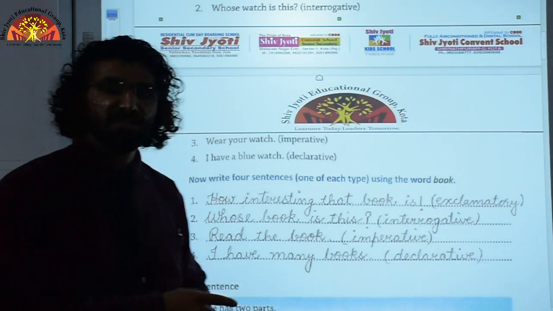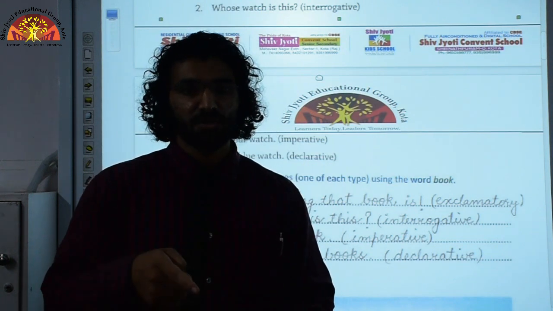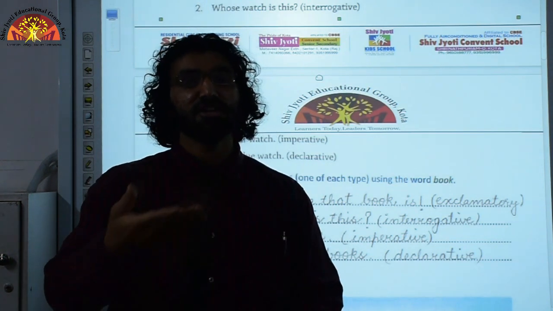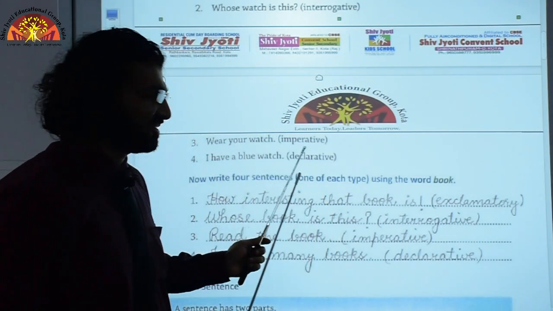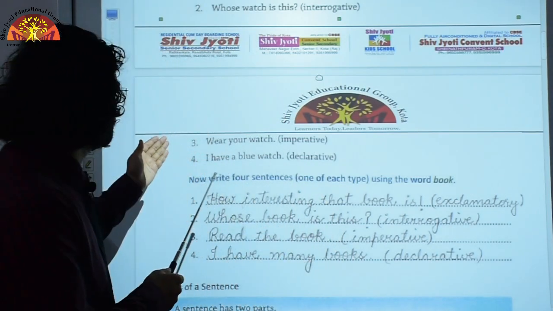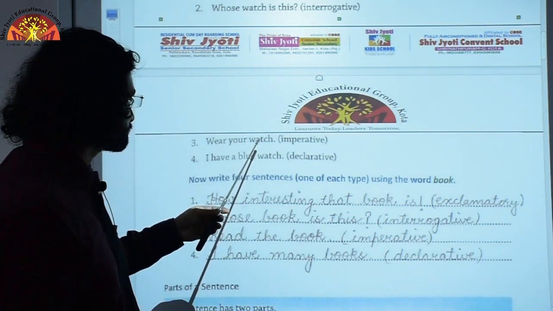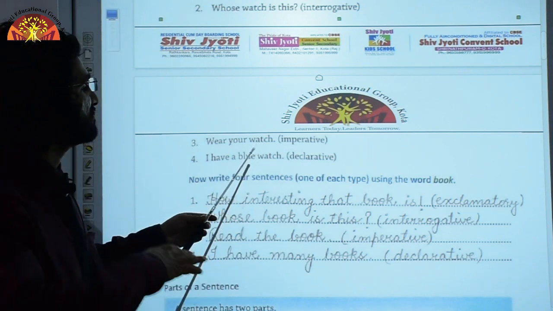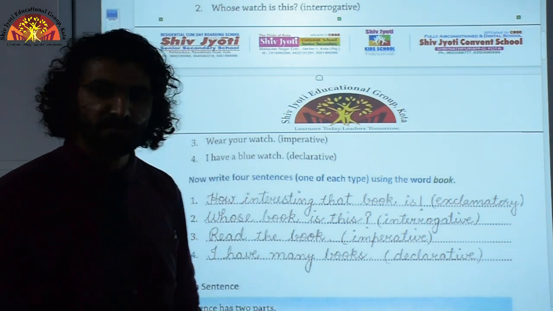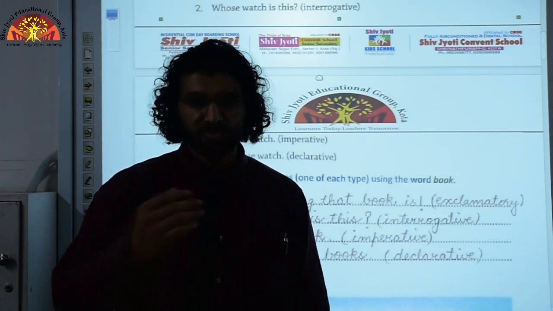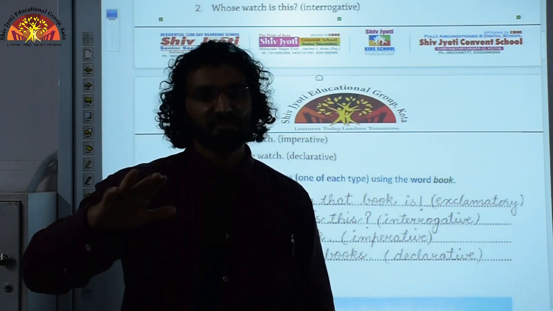Let's see the third one. Wear your watch. It's an imperative sentence, and here we are being commanded to wear our watch. I'm commanding you to wear your wristwatch. Okay, in the third one, wear your watch, we are going to replace this word watch with book, and we are going to change the whole sentence, and it will be like, read the book. Imperative. Here I'm commanding you, read the book. So when we express command, request, advice, those are imperative sentences.